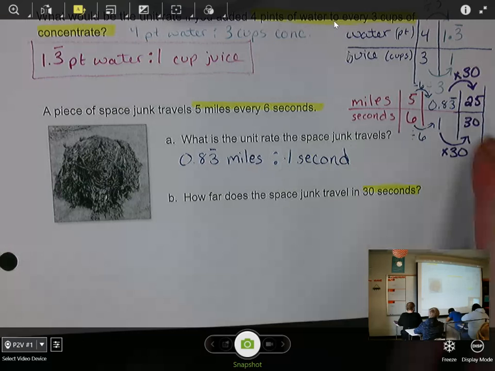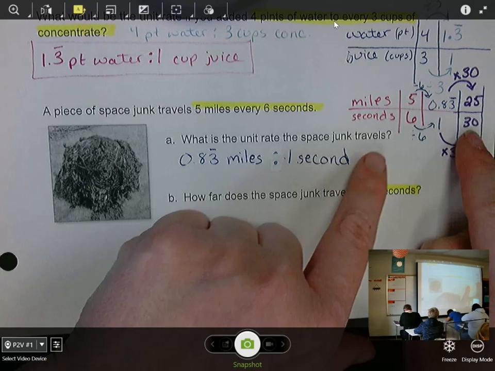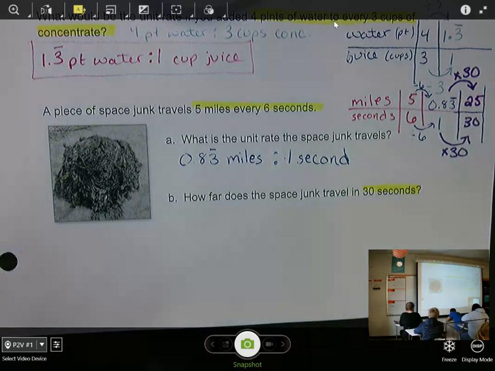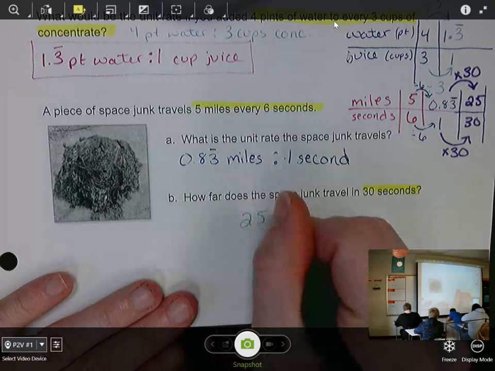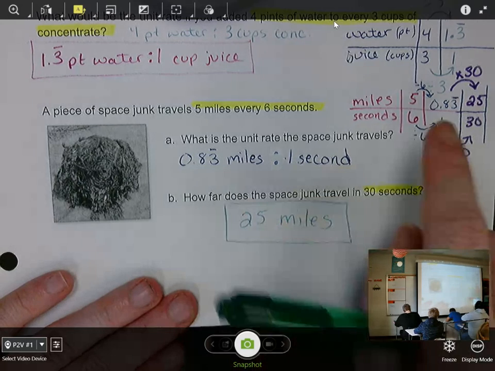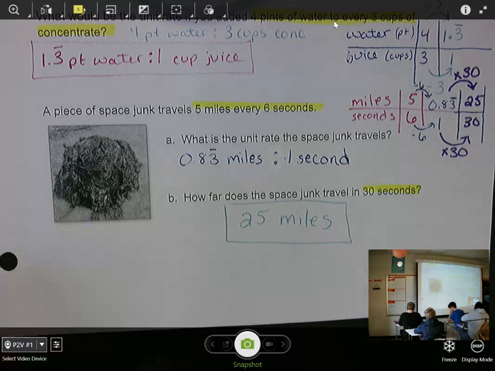So this tells me how many miles it would travel in 30 seconds. For 30 seconds, it would travel how many miles? 25 miles. So we would put 25 miles. See how much easier that became using that table? Yes, ma'am. I think the table makes it more complicated. Yeah, not really. It's a little bit.